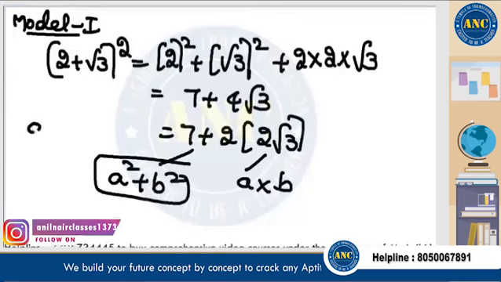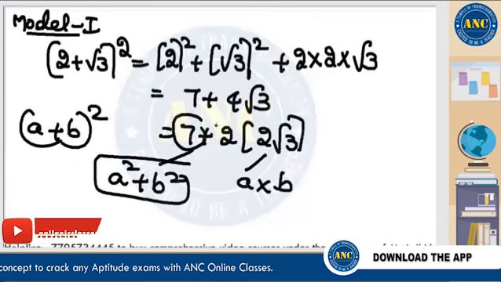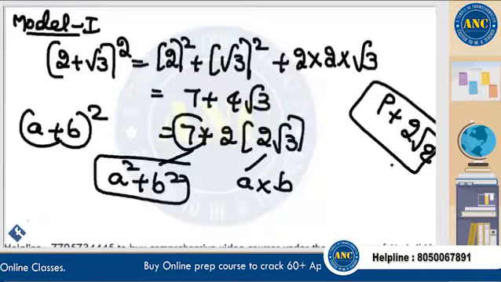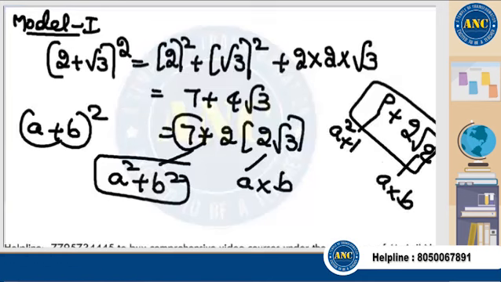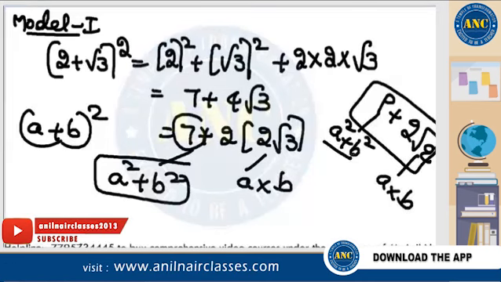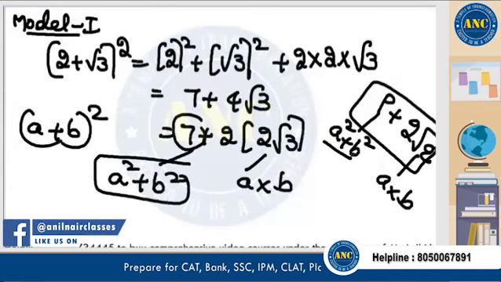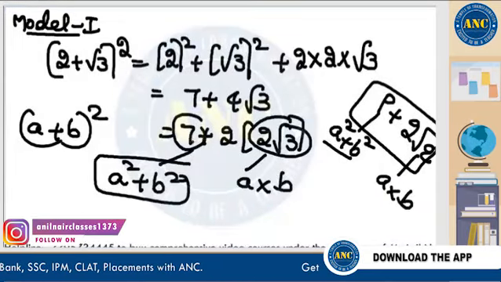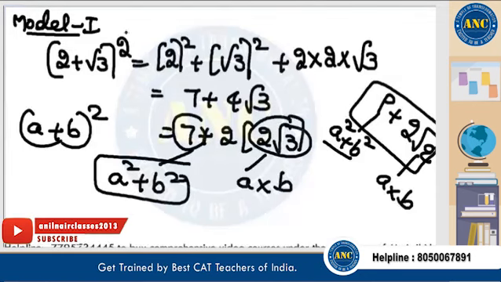First write down if it is a plus b whole square. First write down this value. If the question is of the form p plus 2 root q, this is nothing but a into b, and this is nothing but a square plus b square. 2 plus root 3 whole square is 2 square plus 3 square plus 2 into root 3, so 7 plus 2 into 2 root 3. So this is a into b, and it is a square. Listen carefully to these questions.